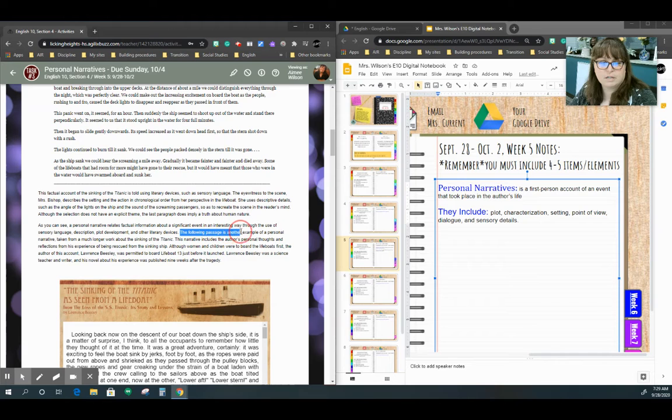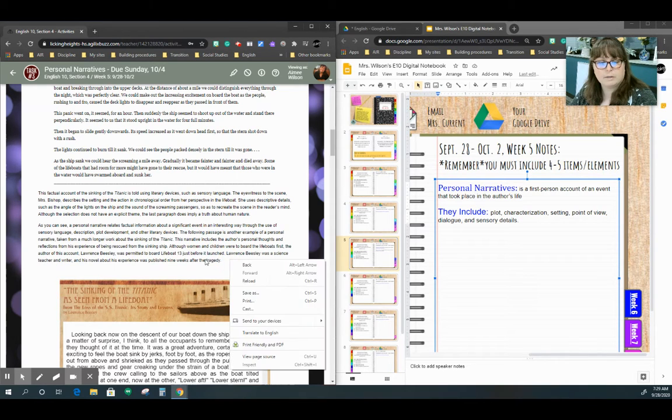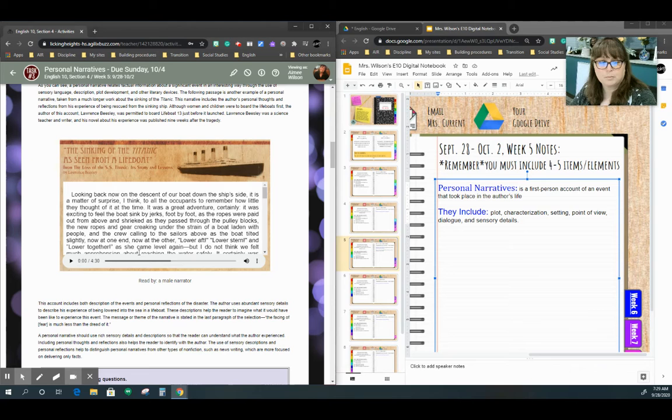The following passage is another example of a personal narrative taken from a much longer work about the sinking of the Titanic. This narrative includes the author's personal thoughts and reflections from his experience of being rescued from the sinking ship. Although the women and children were to board the lifeboats first, the author of this account, Lawrence Beesley, was permitted to board lifeboat 13 just before it launched. Lawrence Beesley was a science teacher and writer, and his novel about the experience was published 9 weeks after the tragedy, just a couple of months. So it was really still raw and fresh.